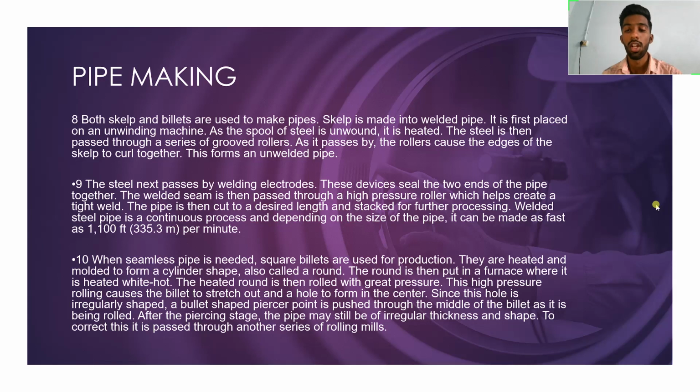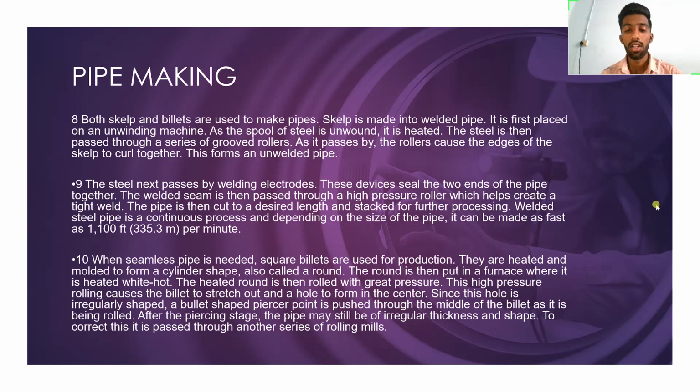Then the steel is passed by a welding electrode. This device seals the two ends of the pipe together. The welded seam is then passed through high pressure rollers, which help to create a tight weld. The pipe is then cut into the desired length and stacked for further processing. Welded steel pipe is continuously processed, and depending on the size of the pipe, it can be made as fast as 1,100 feet, approximately 335 meters, per minute.